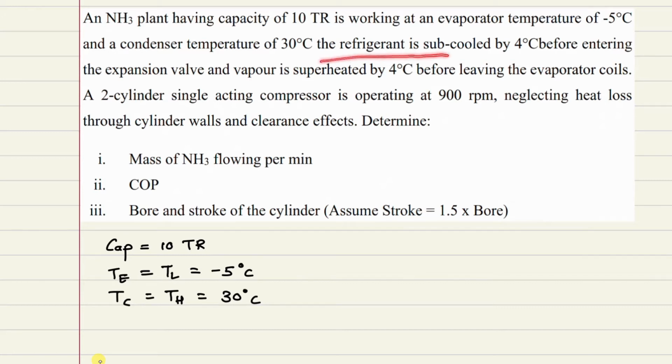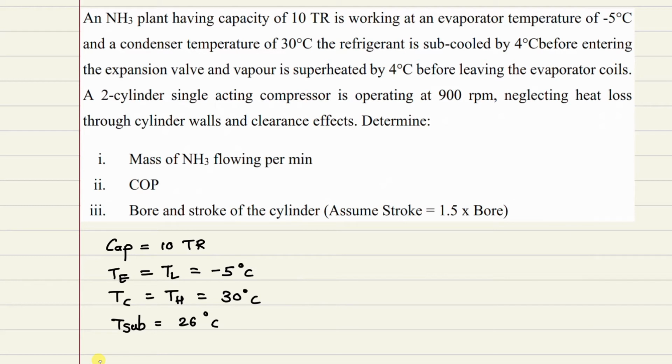The refrigerant is subcooled by 4 degrees Celsius. Now here what is written? Subcooled by. It is not 2. So this "by" means it will be a difference. So T sub temperature will be the condensing temperature, 30 degrees Celsius minus 4. So it will be 26 degrees Celsius.